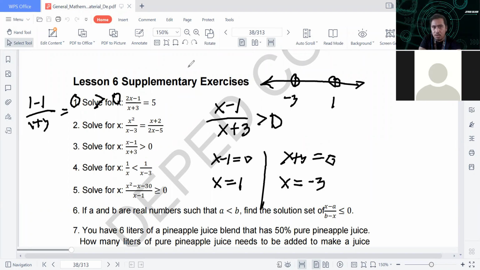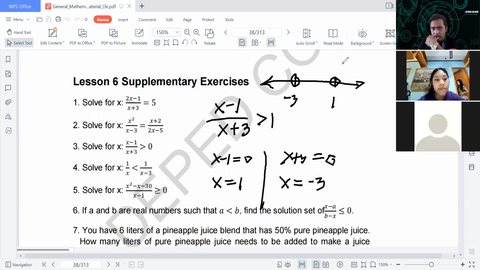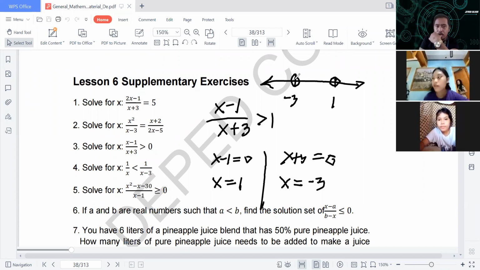So you will also make it hollow. By the way, the value here will be included if you have greater than or equal. 0 is equal to 0. But in this case, this is strictly greater than, so this must not be included. Okay? Is that clear, class? Can you hear me? Yes, sir. So both of these are hollow.